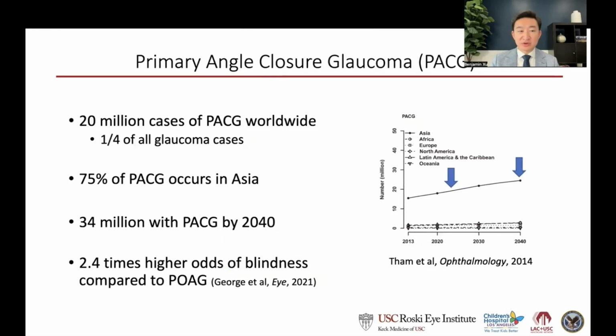Primary angle closure glaucoma is a common cause of permanent vision loss worldwide. The condition currently affects around 20 million people, which is around a quarter of all glaucoma cases. The large majority, around 75% of PACG, occurs in Asian regions. Due to aging of the world's population and the importance of age as a risk factor for PACG, the prevalence of this condition is expected to rise rapidly to 34 million by the year 2040.